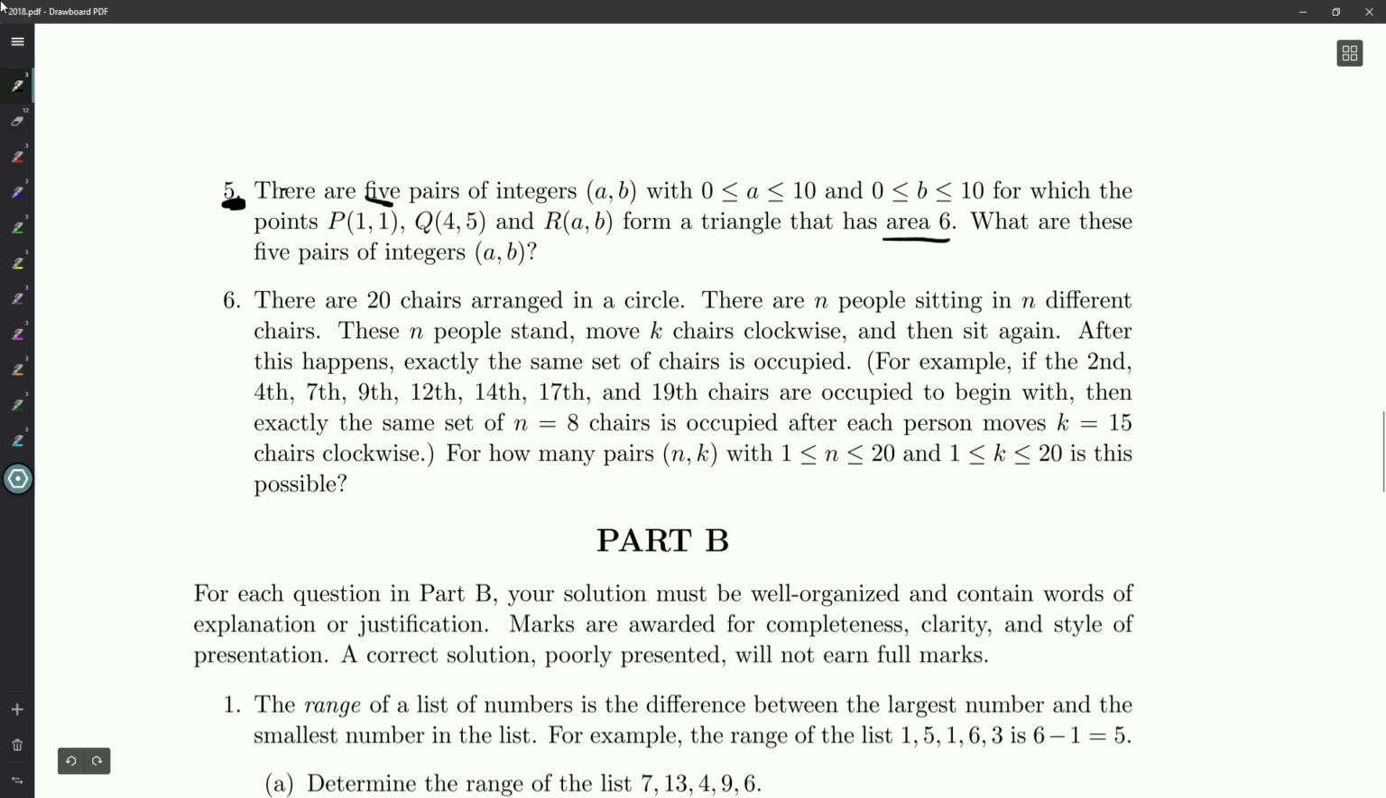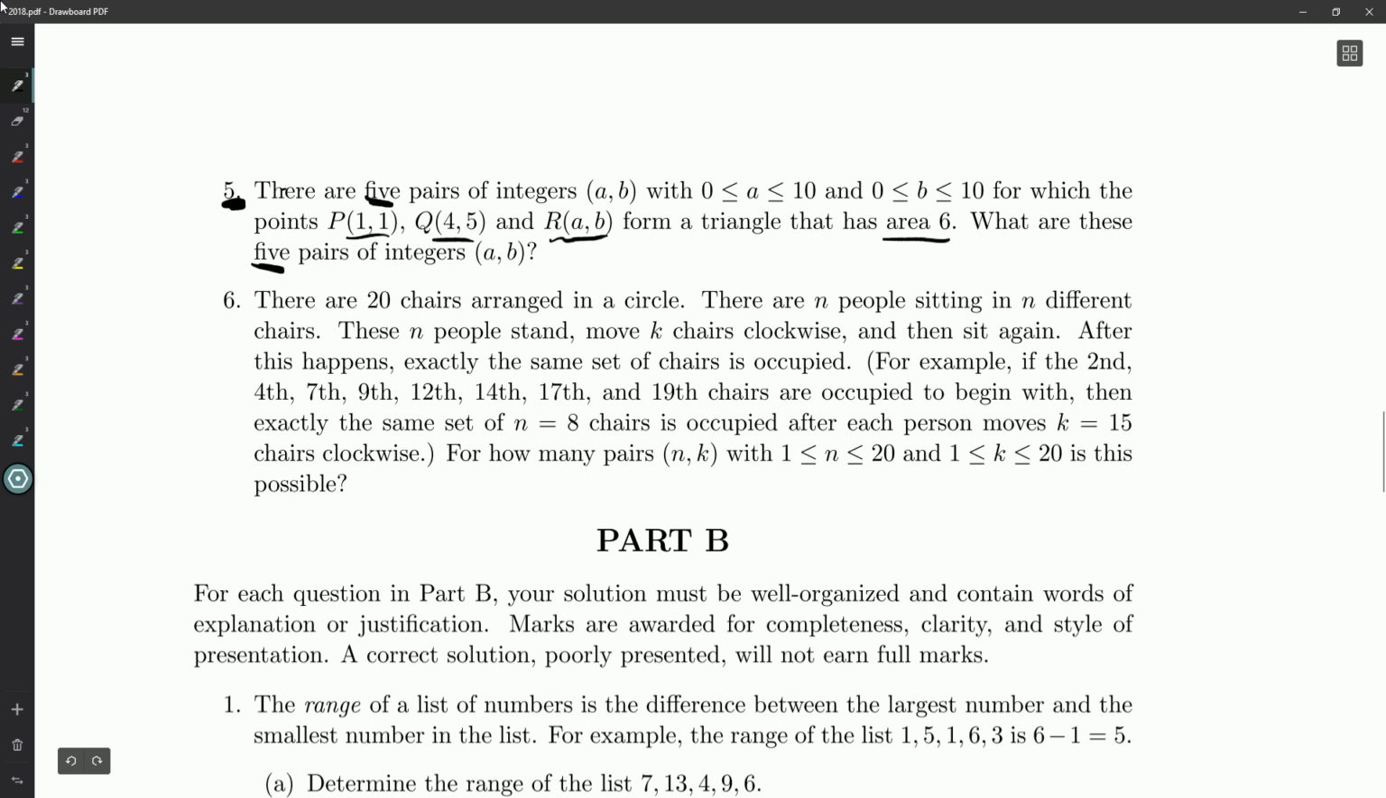Once again, they're telling us that we've got 5, which means I don't have to worry about whether or not I've missed something. I'll know if I've missed something because I won't have 5 pairs, and that's very nice of them. Now, we're told that the triangle has area 6. We're also given 2 of the points. We don't know the third.